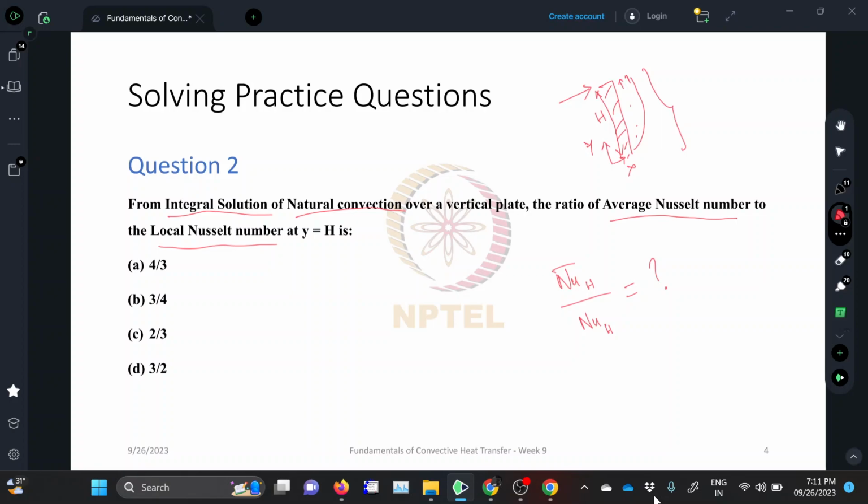Is it option A 4 by 3, option B 3 by 4, option C 2 by 3, or option D 3 by 2?